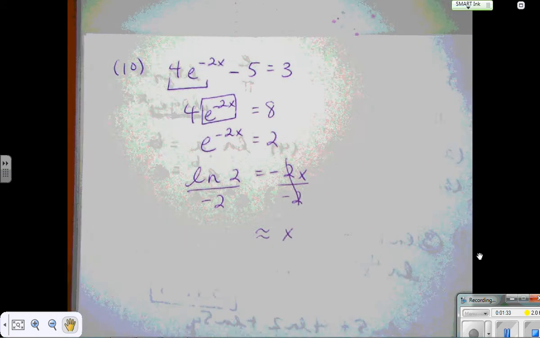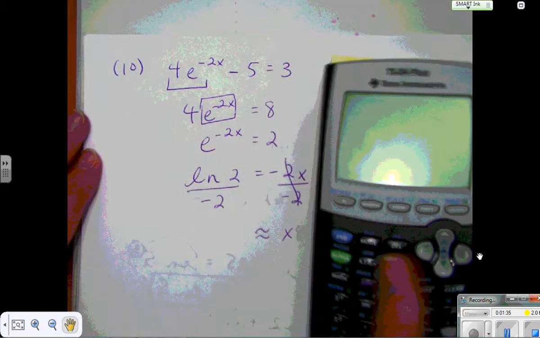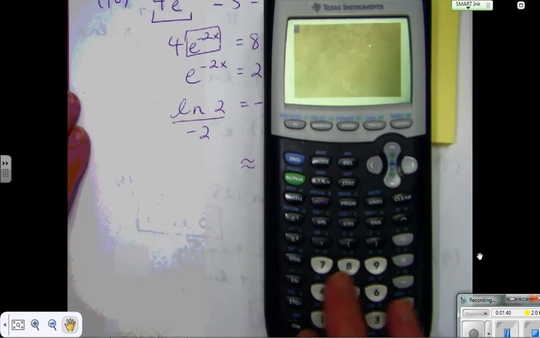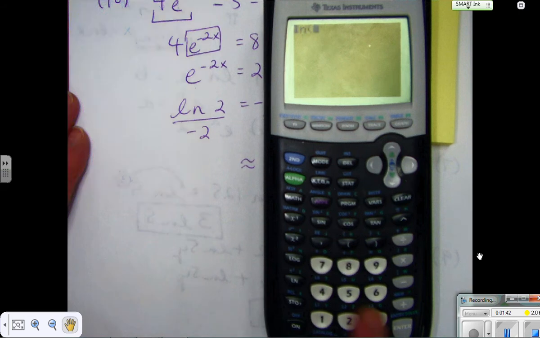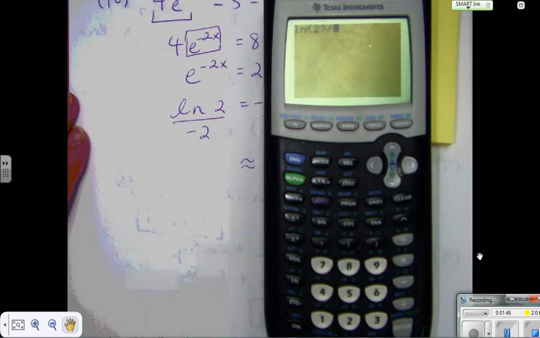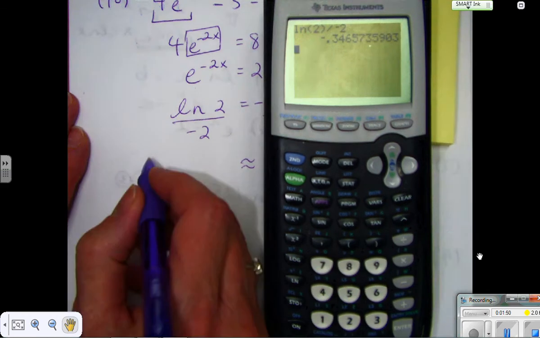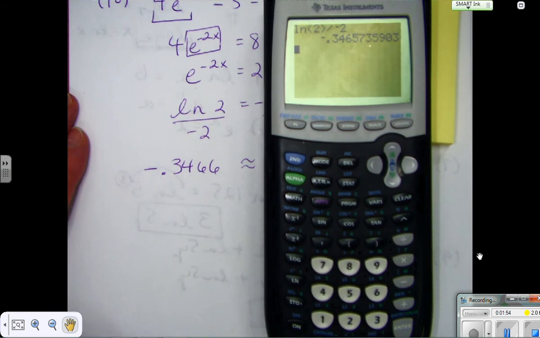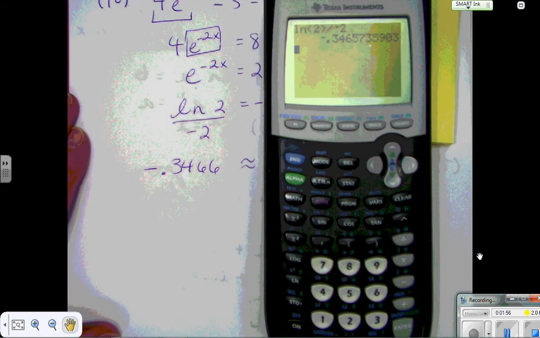So on the calculator, I'm going to press ln 2, close the parentheses, and divide by negative 2. And I'm getting about negative 0.3466. Any questions?